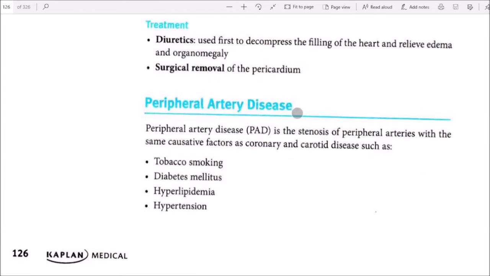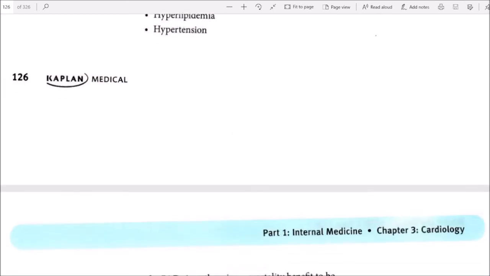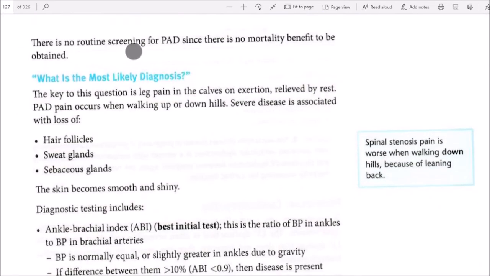Peripheral artery disease. Peripheral artery disease (PAD) is the stenosis of peripheral arteries with the same causal factors as coronary and cardiac disease, such as tobacco smoking, diabetes mellitus, hyperlipidemia, and hypertension. There is no routine screening for peripheral arterial disease since there is no mortality benefit to be obtained. What is the most likely diagnosis?